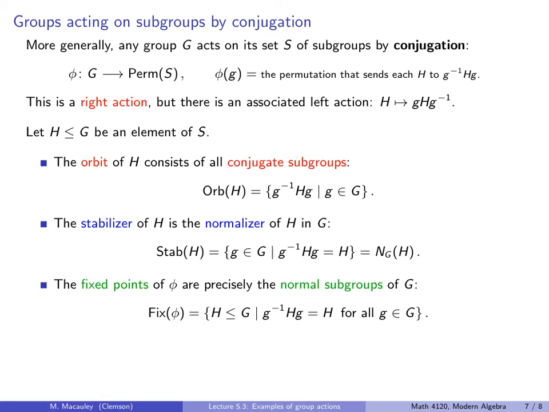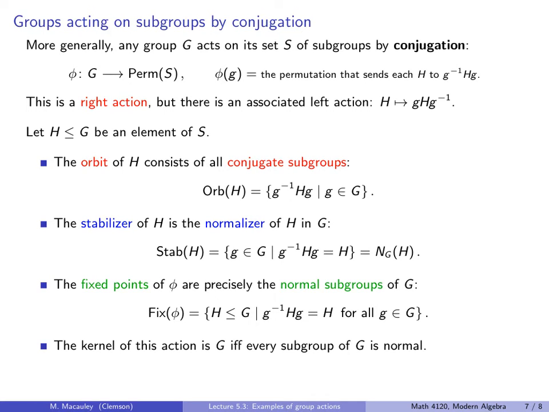Finally, the fixed points of the action are precisely the normal subgroups of G. So the fixed points of phi are the set of all subgroups H of G such that G inverse H G is just H for all group elements. And that's exactly what it means to be normal.